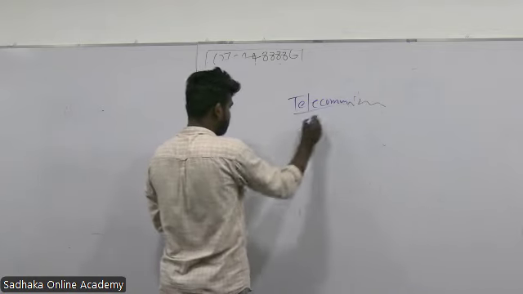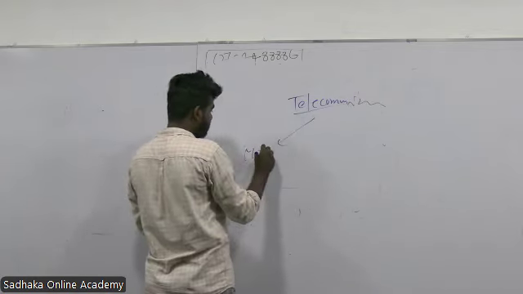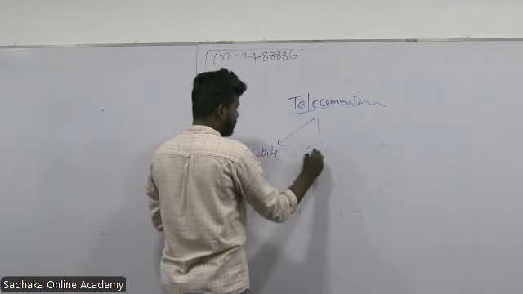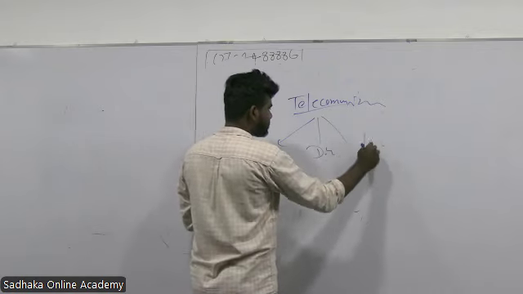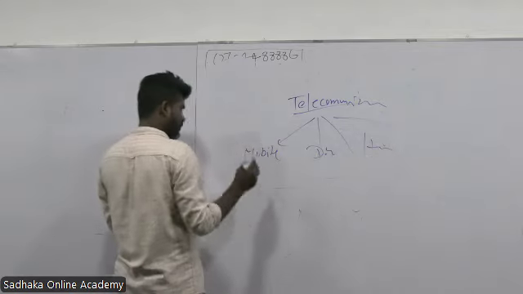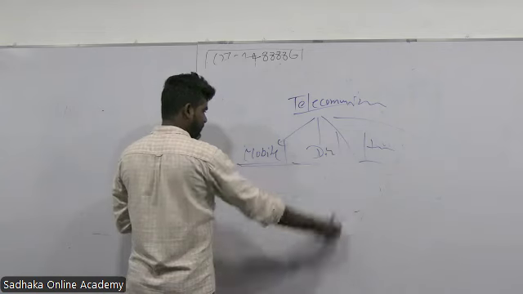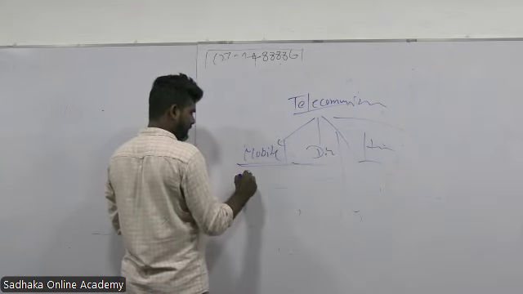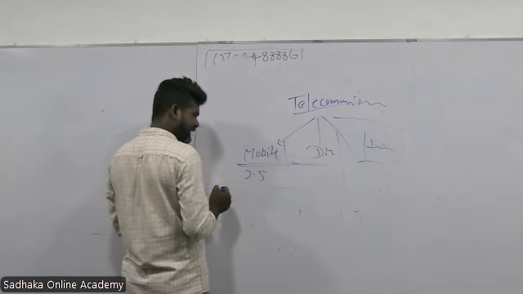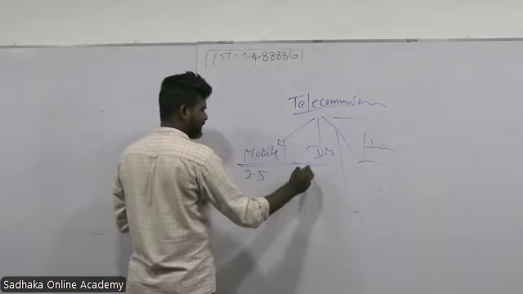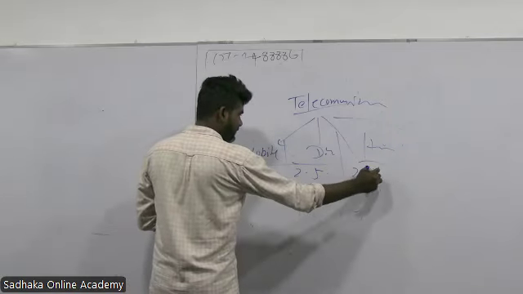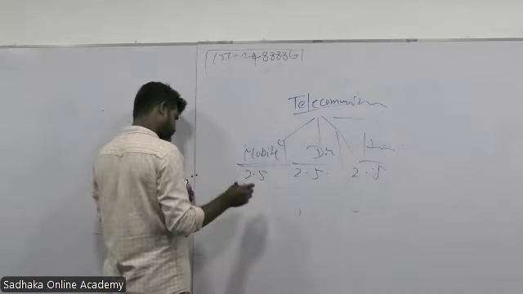Telecommunication market. There are Mobitel, Dialog, Hutch, like that. Normally, with the government control, they can all get only 2.5.